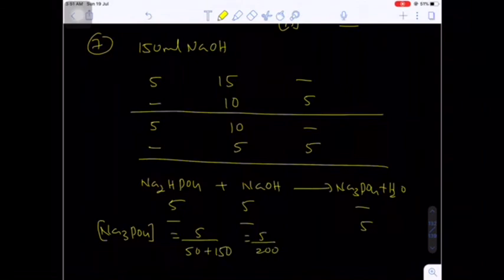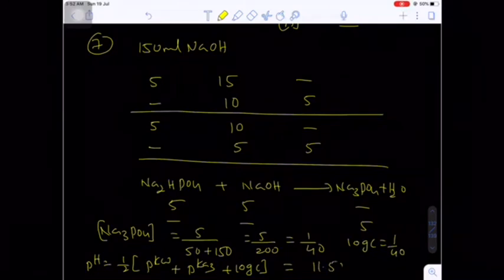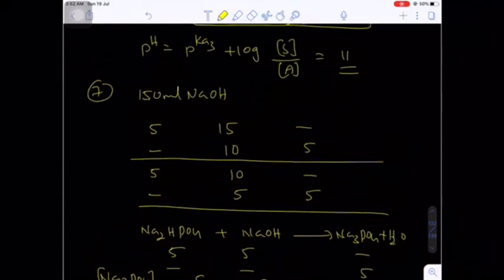Okay, so salt concentration is 5 millimoles by total volume, 50 ml of phosphoric acid and 150 ml of NaOH. So 5 by 200, nothing but 1 by 40. Now the formula for the salt hydrolysis pH calculation: half into pKw plus pKa3 plus log of concentration. What is the concentration? That is 1 by 40. After simplification you will get the answer 11.52. Are you getting my point?